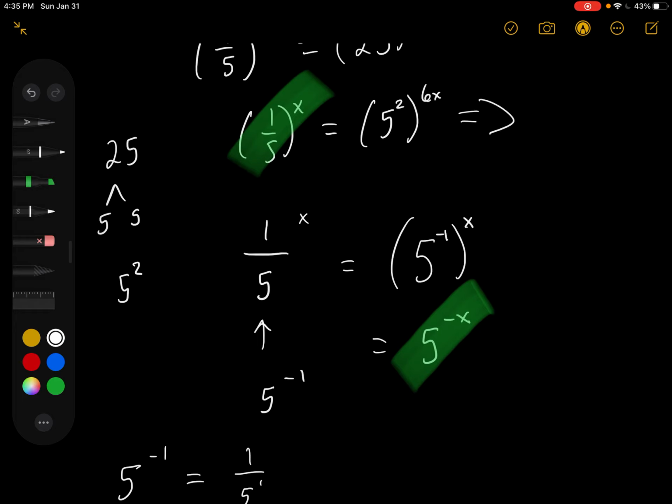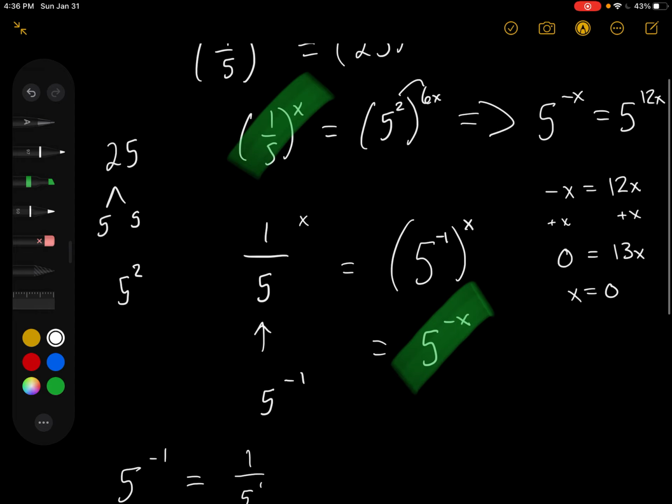So let's rewrite what we have here. 5 to the negative x equals 5 to the 12x. And again, we distribute here, we multiply those two. So now we can go through and we can solve this. So negative x equals 12x. Can add x to both sides. That leaves us with nothing over here, and that leaves us with 13x over here. Divide 0 by 13, and we get x equals 0.